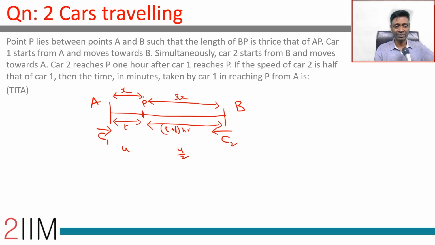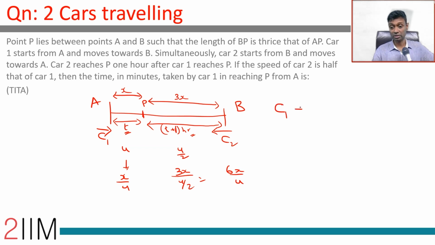Wonderful. You're traveling x at a speed of u. So for this leg, the time taken would be x by u. You're traveling 3x at the speed of u by 2. It will be 3x by u by 2, which is 6x by u. So if this takes time t, technically this should take time 6t. We are practically through with this question.